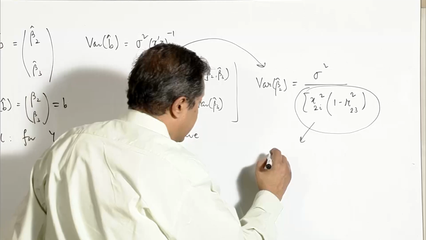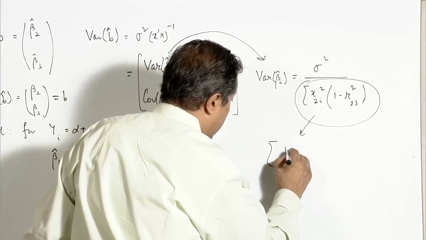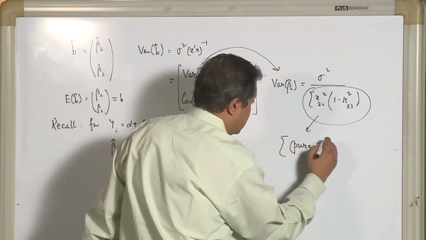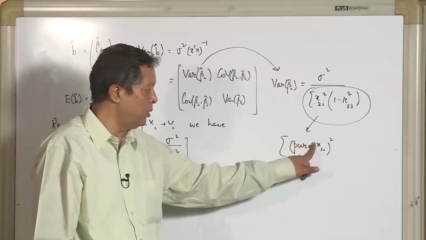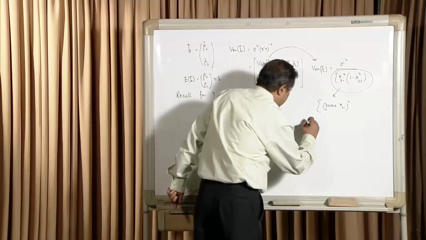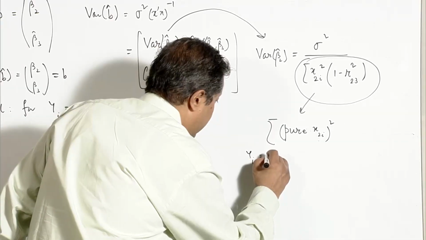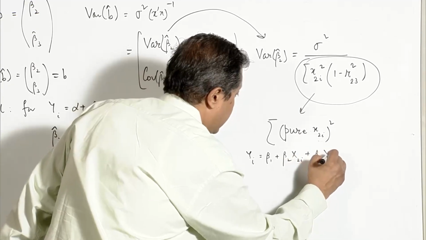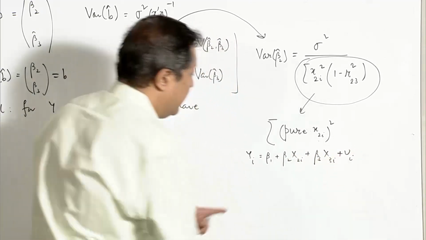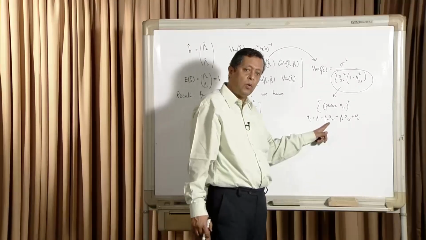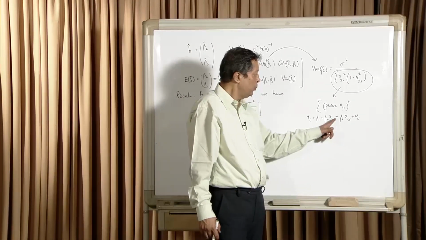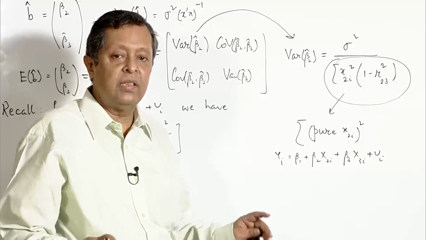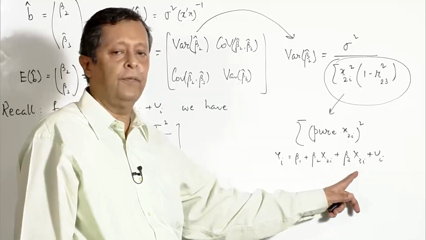We can say that this is sort of summation pure x 2i square. Now, what is this purity about? The model is yi equal to beta 1 plus beta 2 x 2i plus beta 3 x 3i plus ui. That is the three variable model where you do not have only x 2, you also have x 3. So, pure x 2i square is x 2i square cleansed or purified of the effects of x 3i.